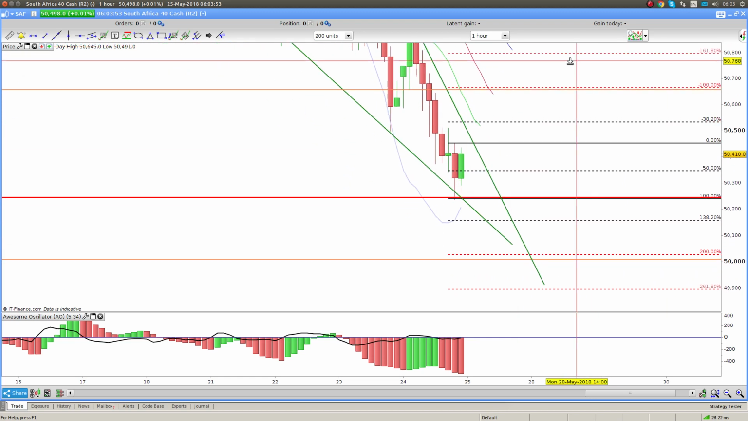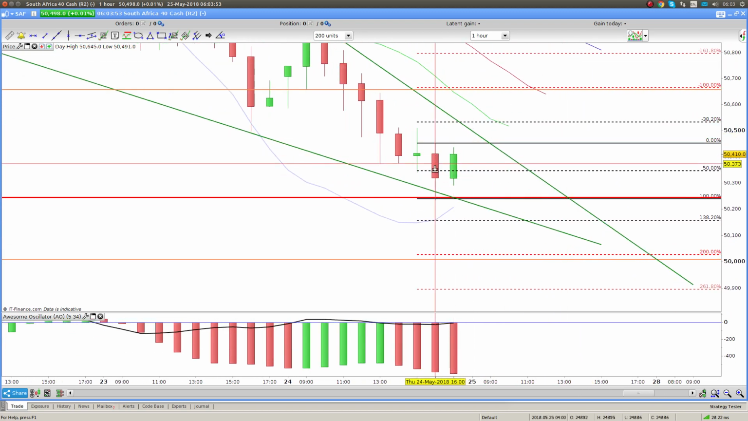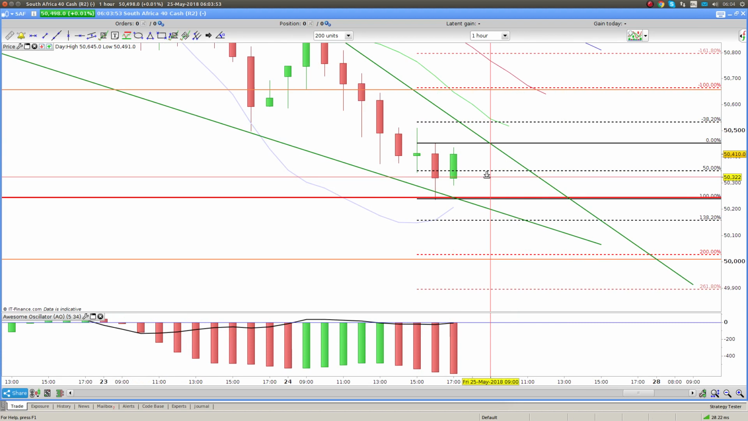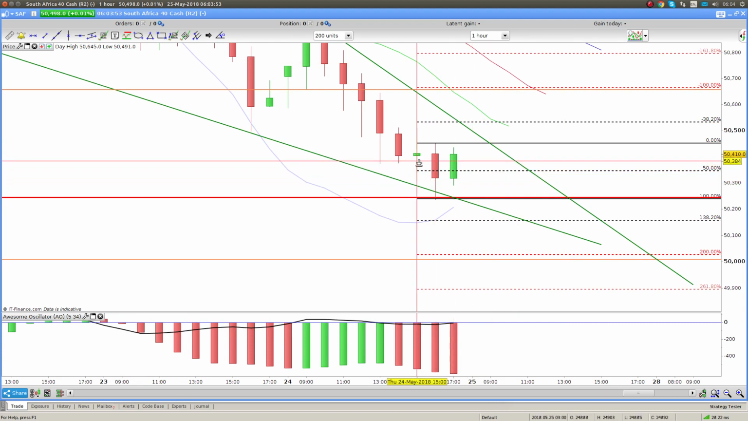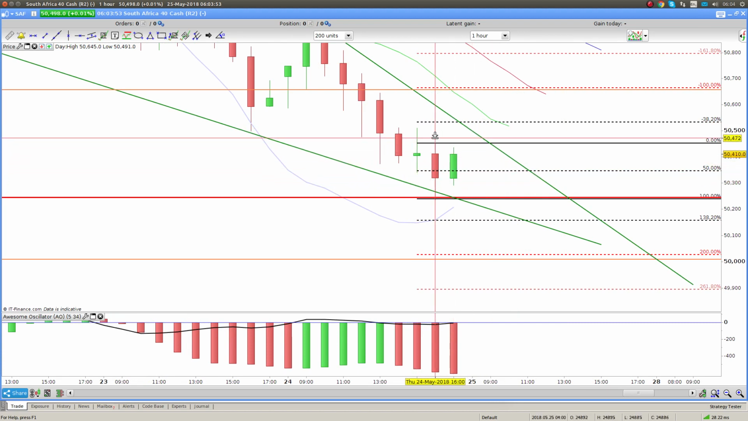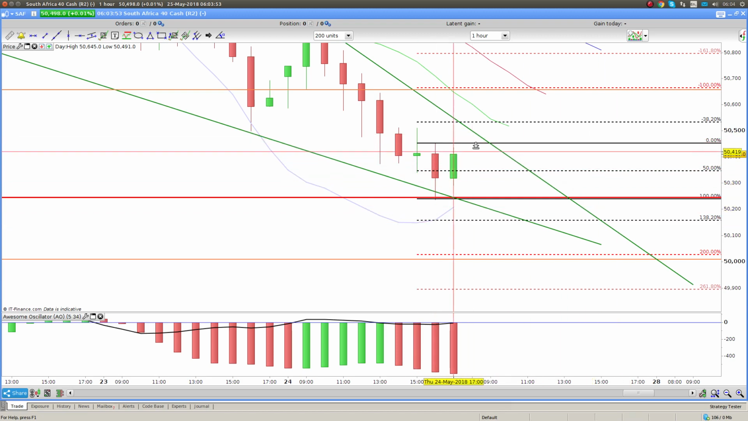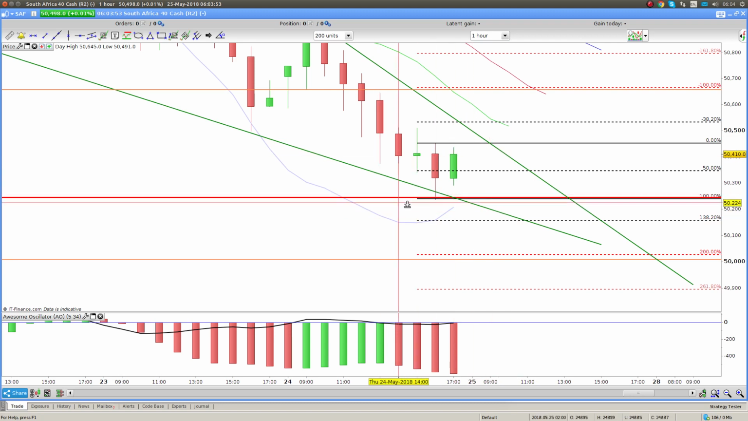Okay, and my definition of a range is a body with tails to either side. I would prefer tails like this. Okay, but this does have tails to the side, so I will draw it in, and especially when it's at a level, okay, because it's an indication that something's happening. So this could be a final flag.